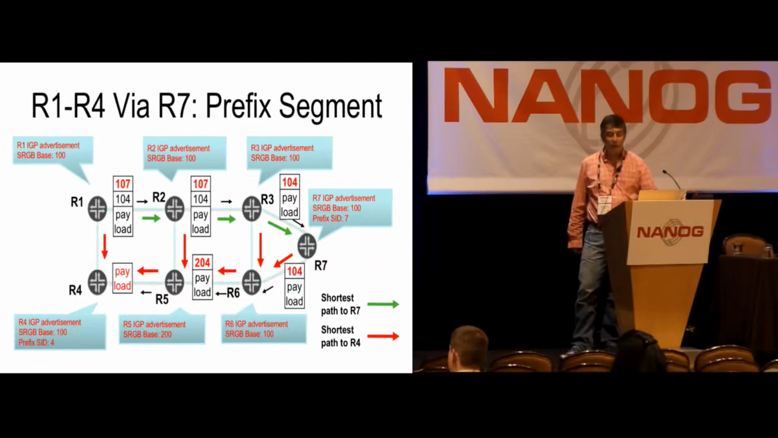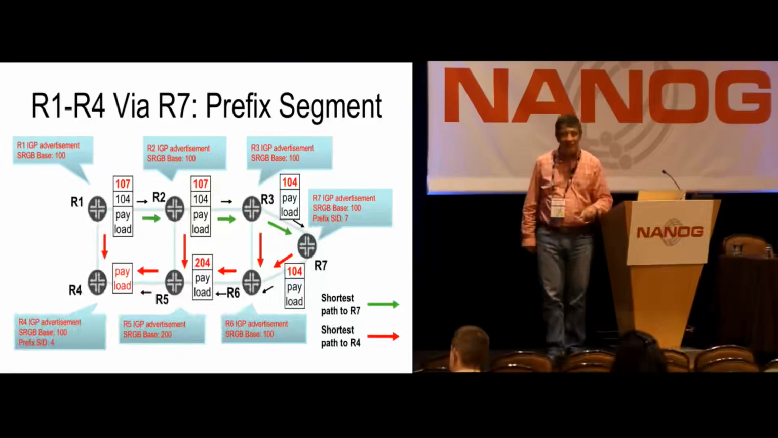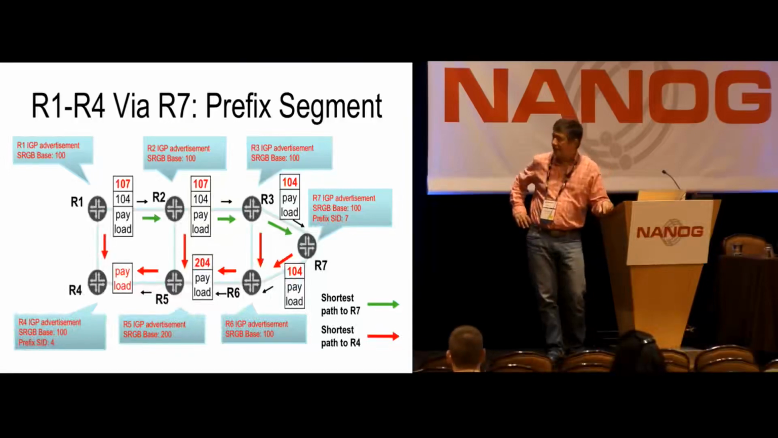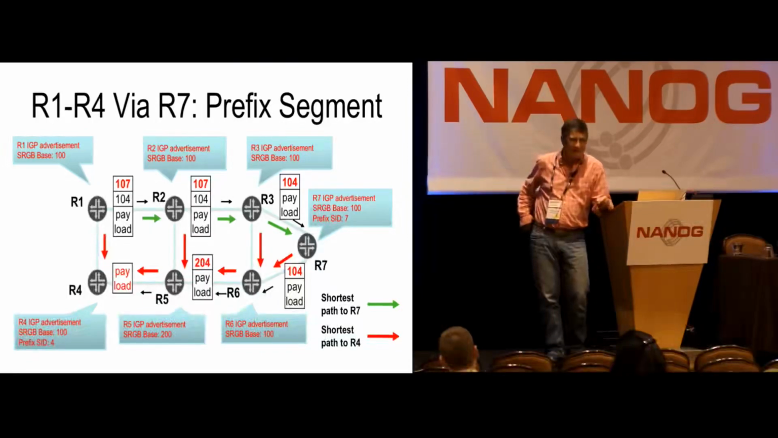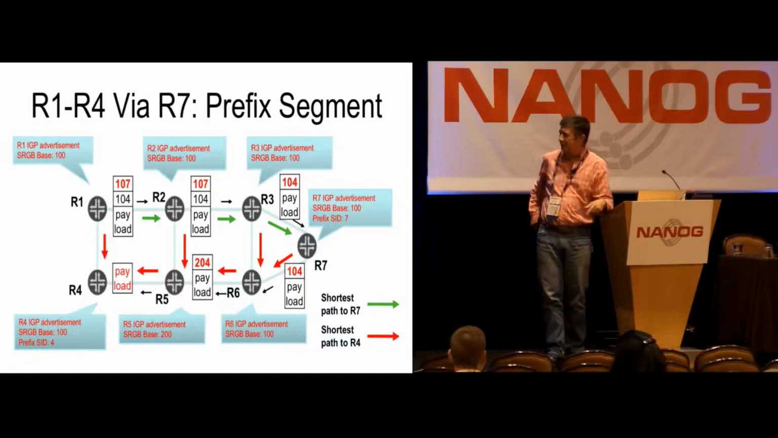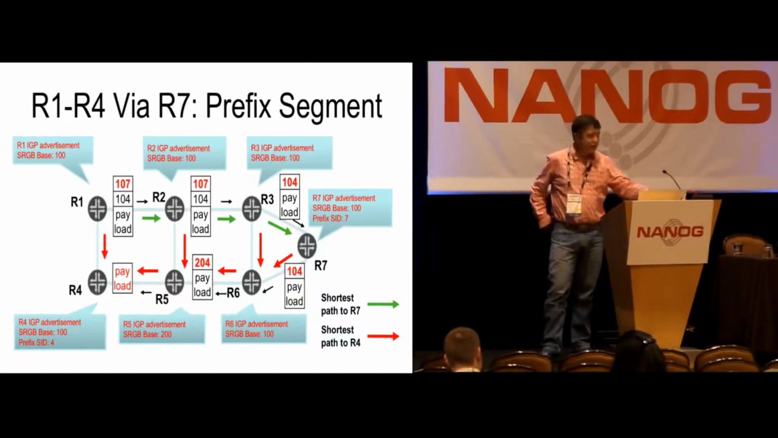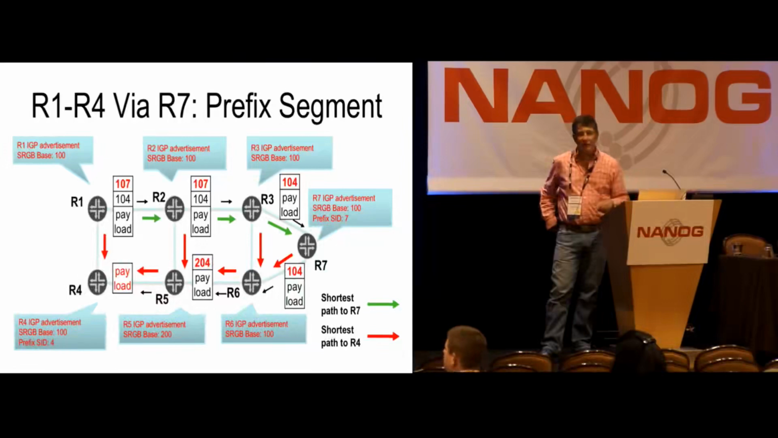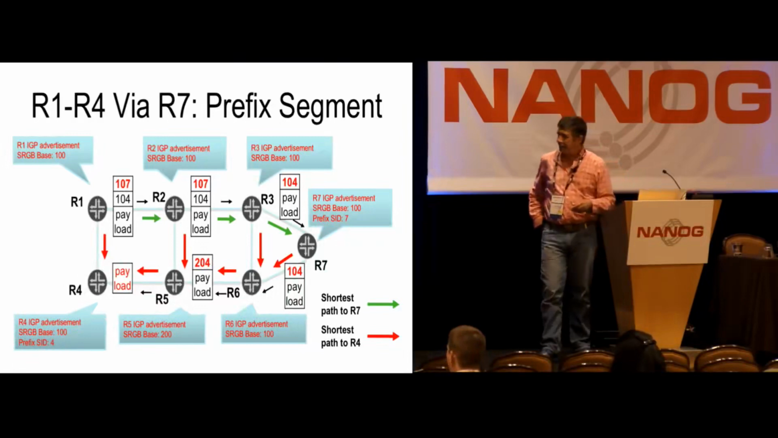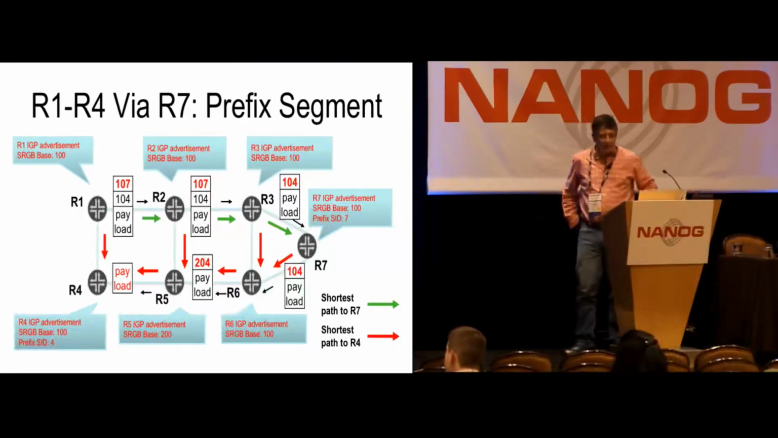How does he calculate that 104? Well, who advertised SID4? R4. Now, what label maps to R4? It's going to be 100 because that's his SRGB base. Now, the outermost label, R7, who advertised SID7? Exactly.